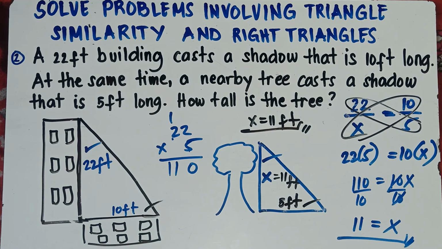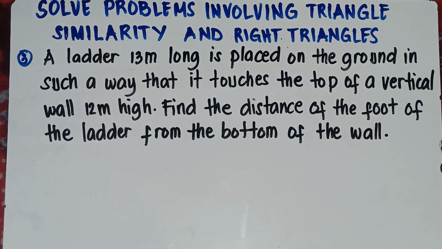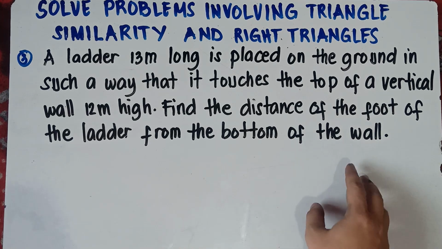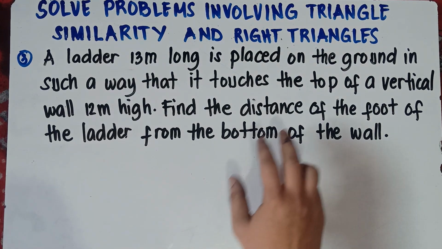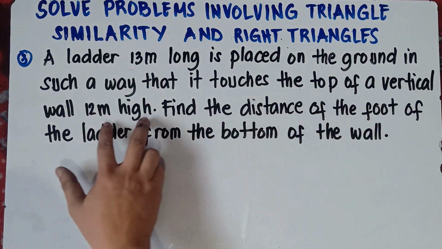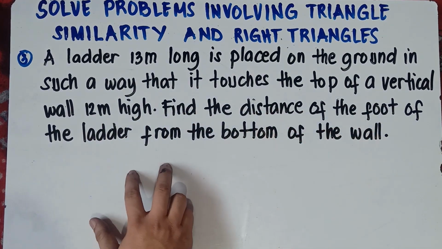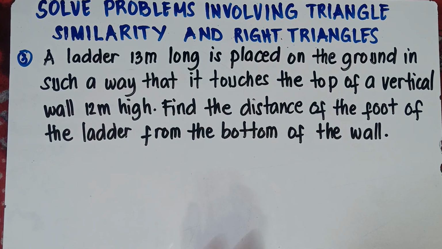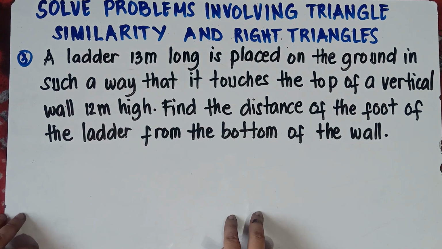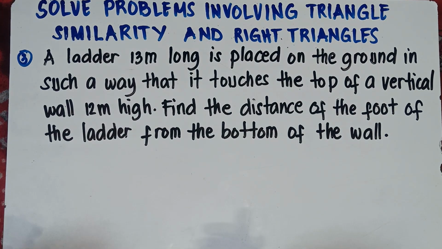Let's try another example, class. Number 3. A ladder 13 meters long is placed on the ground in such a way that it touches the top of a vertical wall 12 meters high. Find the distance of the foot of the ladder from the bottom of the wall. Once again, class, you need to understand the problem. After that, you need to illustrate.